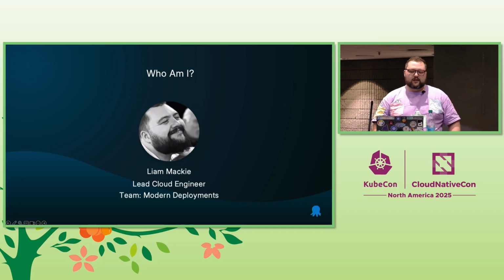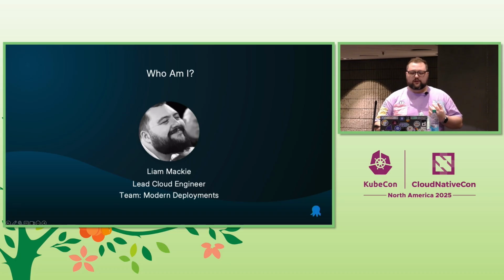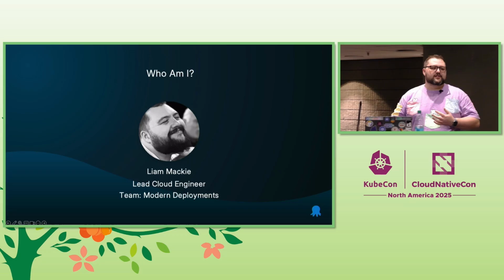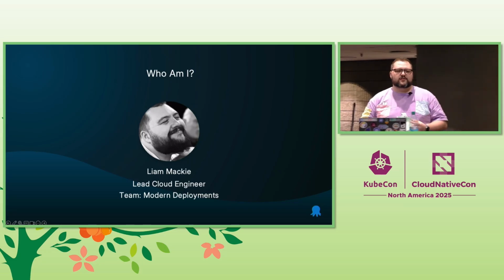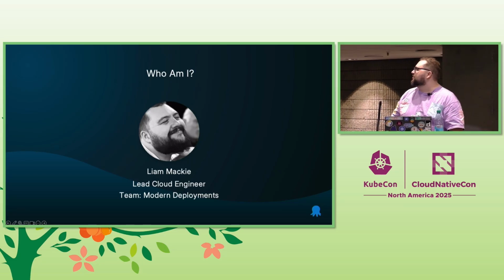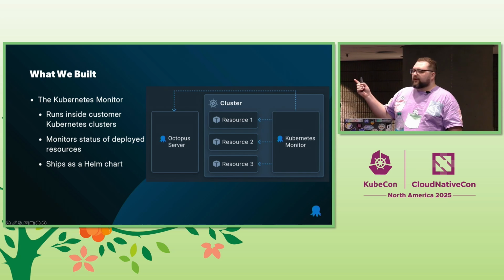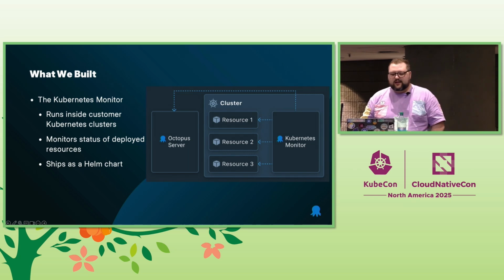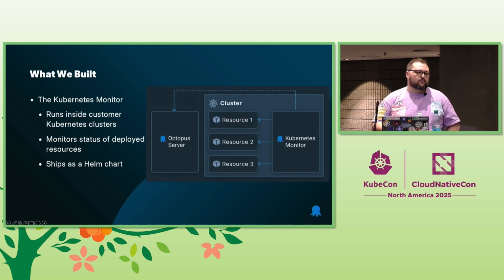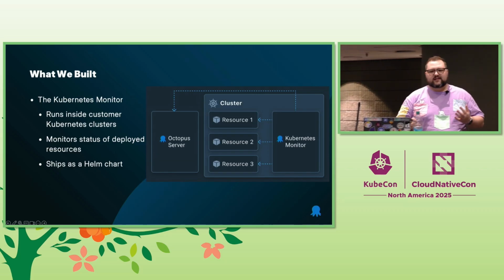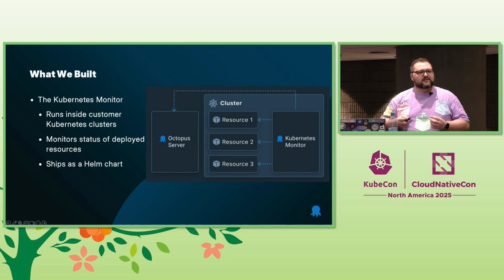At the moment, I'm really writing software in Go and C#, and I'm trying to mix in a lot of my reliability experience with that to try and get the best possible software outcomes we can at Octopus Deploy. So, what we built. In Octopus Deploy, the modern deployments team is kind of like the Kubernetes team. And inside that modern deployments Kubernetes team, I'm the Kubernetes guy.